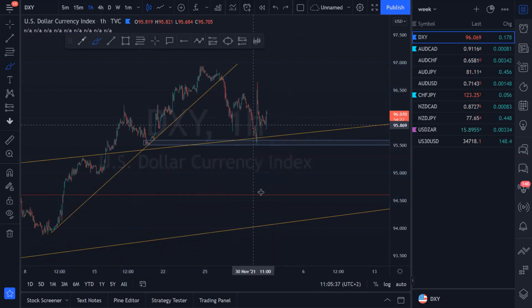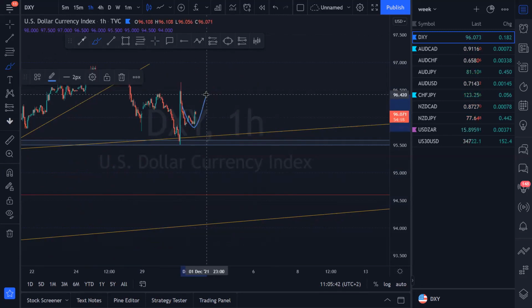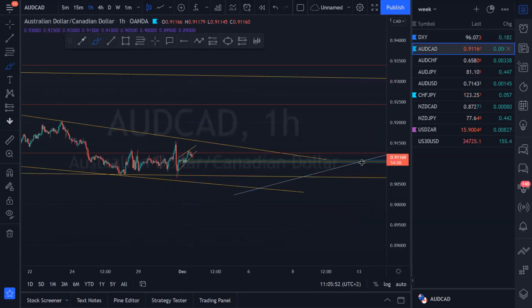So DXY, guys, I'm still going to be a little bit bearish. As much as maybe today we could expect prices to come up, retest this previous resistance, and then we might see that bearish momentum coming in. So we're just going to have to keep waiting, guys. Patience. But nonetheless, let's get into our pairs, guys.